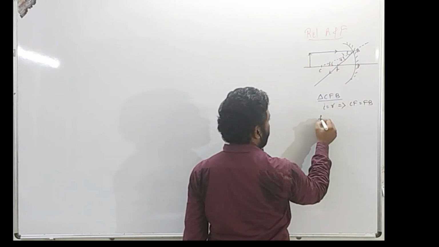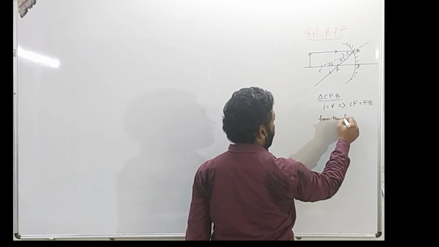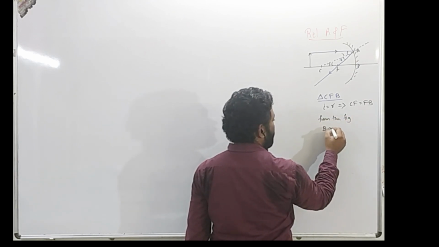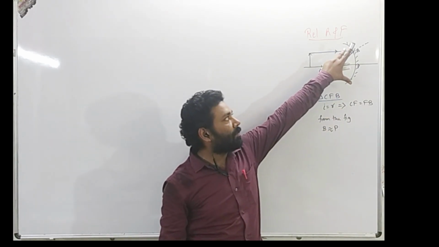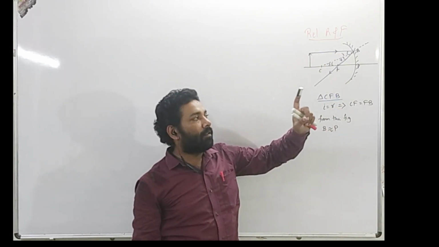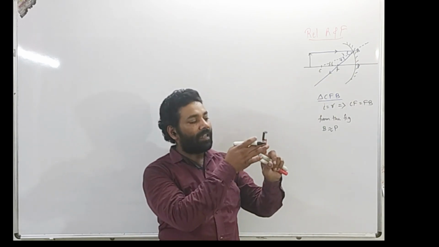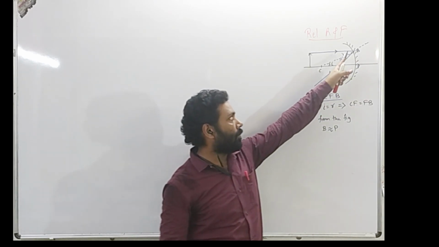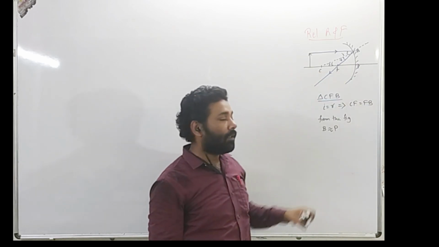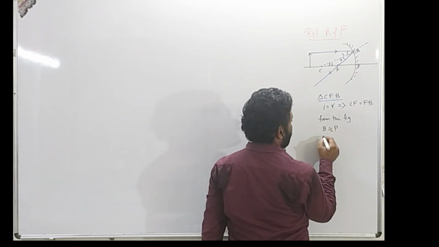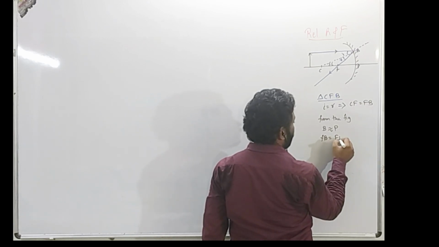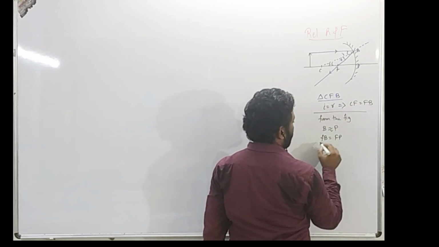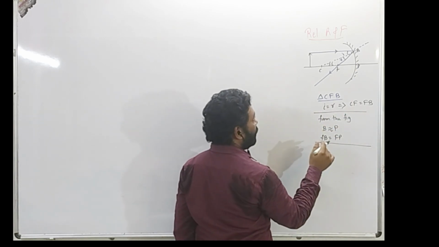Another observation from the figure is that the point B is located very close to the point P, since the aperture of the mirror is small, the mirror must be as small as my finger. In that case, B will be very close to P, and hence we can write that FB is equal to FP. From this one and from this one, let us apply both of them.